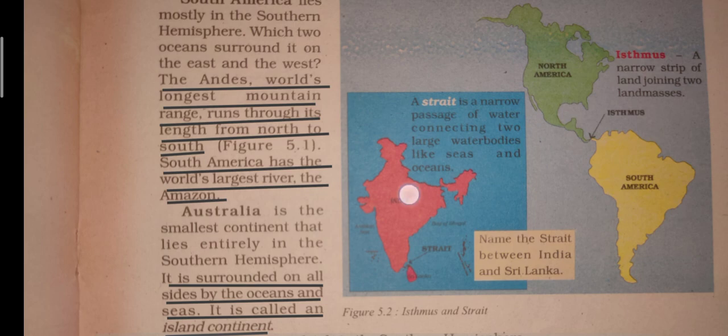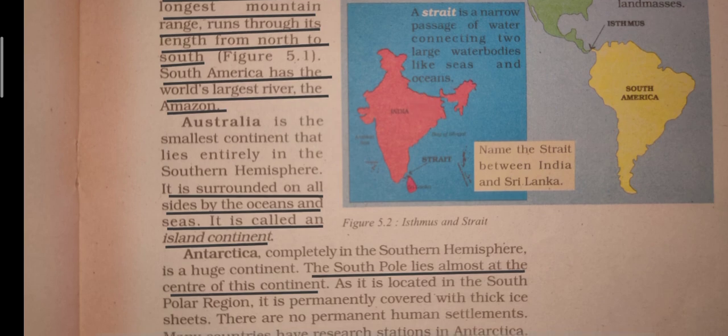Next continent is Australia. So Australia is the smallest continent that lies entirely in southern hemisphere. It is surrounded on all sides by ocean and sea. It is called an island continent. So children, Australia is the smallest continent in the world and it is completely located in the southern hemisphere. Also children, Australia is known as an island continent because it is surrounded by ocean and seas on all sides. So children, therefore Australia is called an island continent.